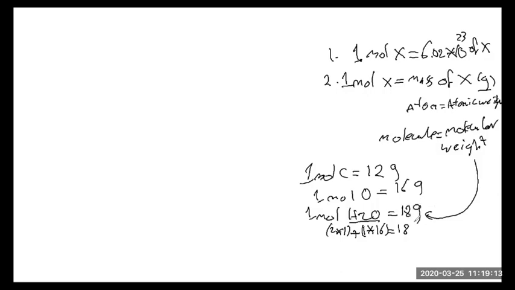Okay, now let's say 1 mole of carbon dioxide, CO2, how many grams? It's 1 multiplied by 12 plus 16 multiplied by 2. What's the total? It is 44. 44 grams. Okay? So mole means number and mole means mass.